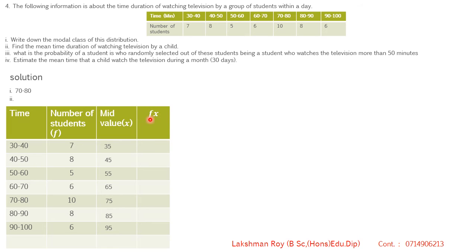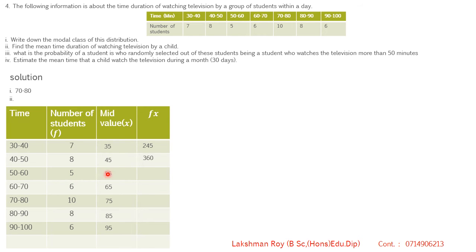The fx column means f multiplied by x. The f value should be multiplied by the x value. So here the first f value is 7 and the x value is 35. So you have to multiply 35 by 7; separately on paper you can multiply. Then you get 245. In the second row, 8 should be multiplied by 45, then you get 360, understand?